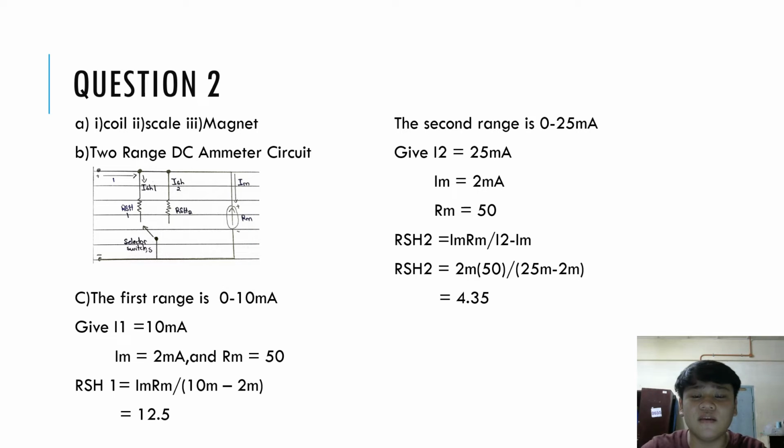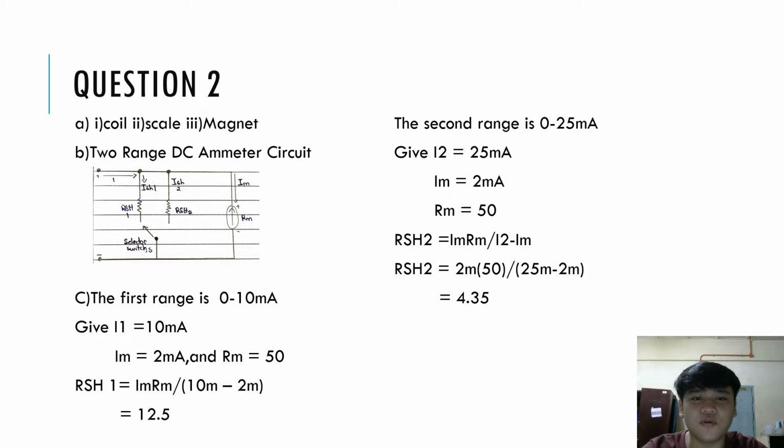Okay, the second range is 0 to 25 milliampere. Given I2 equal to 25 milliampere, IM equal to 2 milliampere, then RM is equal to 50. RSH2 is equal to IM times RM over I2 minus IM. RSH2 equals 2m times 50 over 25m minus 2m, which is equal to 4.35.